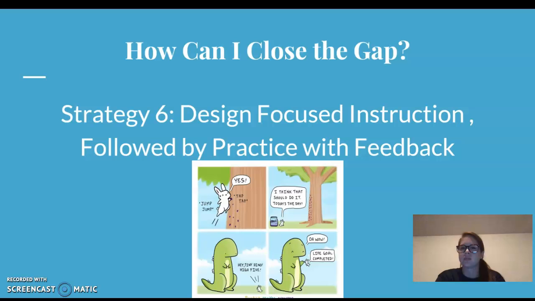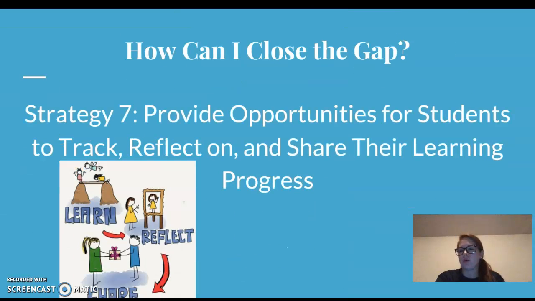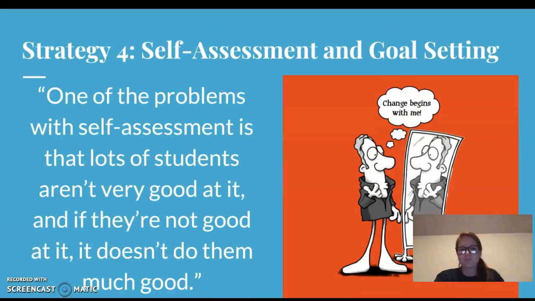Strategy 6 is giving them practice with feedback. So just like this rabbit in the cartoon is jumping up and their visual feedback is on the tree, their ultimate goal is to be able to jump up high. Strategy 7 is providing opportunities for the students to track what they're learning, reflect on what they're learning to see how far they've gotten, what progress they've made, and then share it. Ultimately, that gives them a lot of motivation.